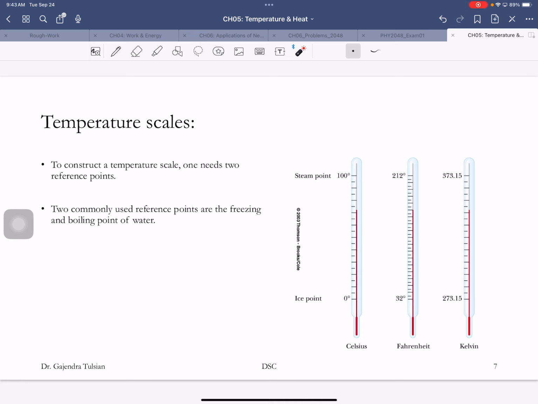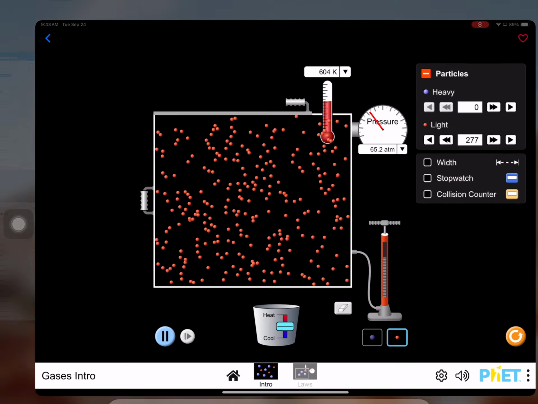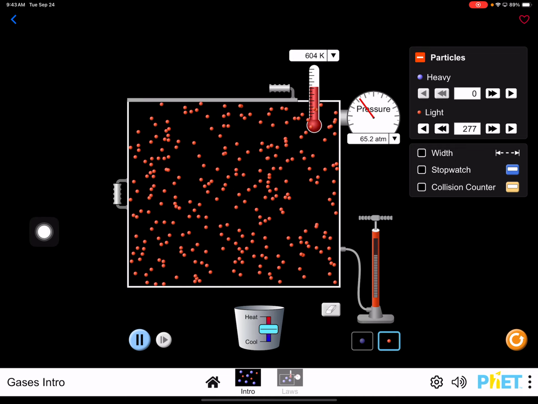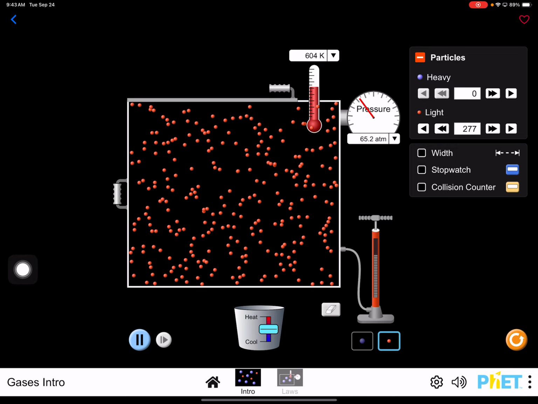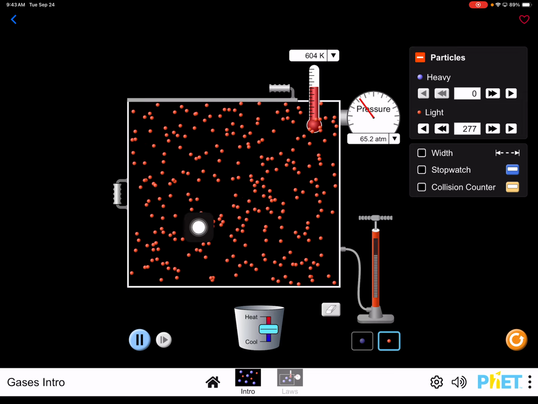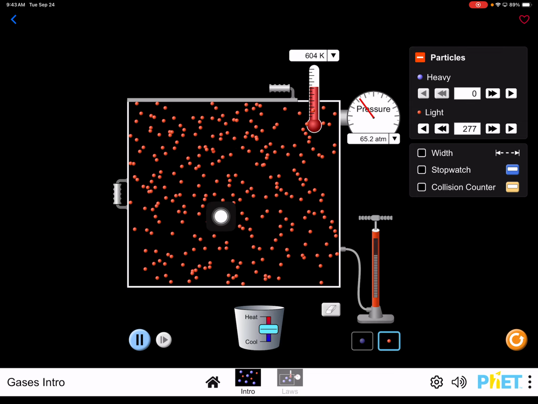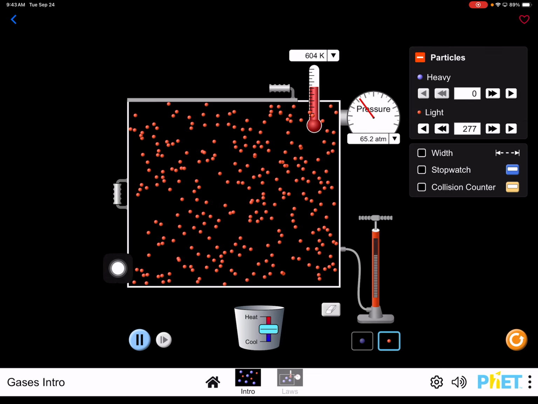All right, now we've defined temperature. Temperature is a measure of the average internal kinetic energy. So again, temperature tells you the average kinetic energy of these molecules. If you double the temperature of this gas, you double the kinetic energy of these molecules.